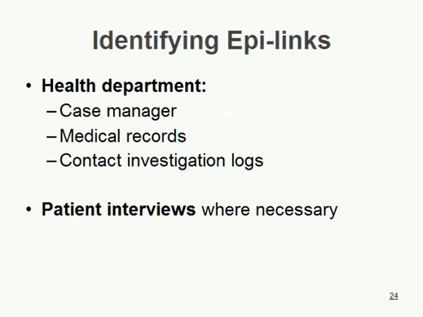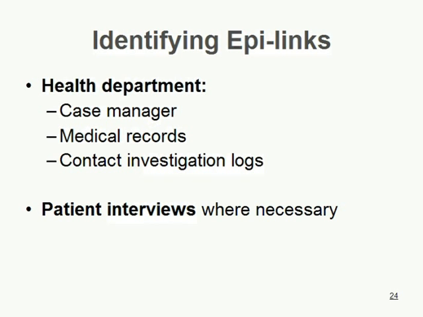To identify epilinks, as I said before, we talk to the health department. We talk to the case manager for the cases who were in the cluster to find out if they already knew about a link, and then if they do, then we document that, and we don't do any more on the cluster investigation. If the case managers don't know, we like to look in the medical records and the contact investigation logs. Maybe one of them named each other in a contact investigation. Maybe a place was common in the medical records.